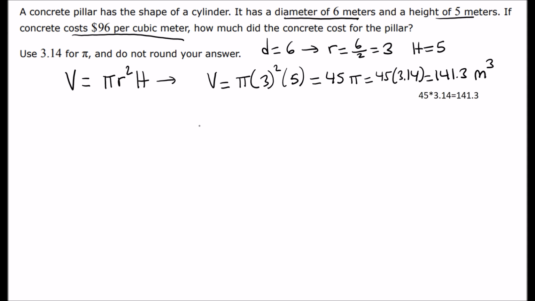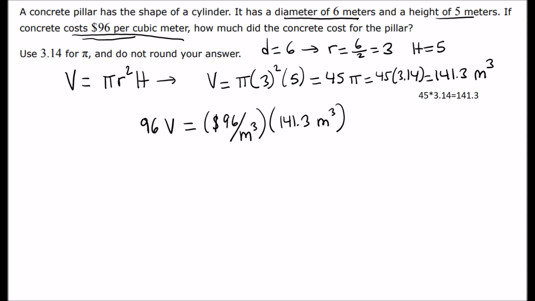But it says it costs $96 per cubic meter of concrete, right? So we have to multiply by the cost, right? So it's 96 times the volume is going to be the cost, okay? So we got $96 per cubic meter of concrete. And we're multiplying that by how much concrete we have in cubic meters. And so you can see that the cubic meters cancel, and that gives us the total cost of the concrete.